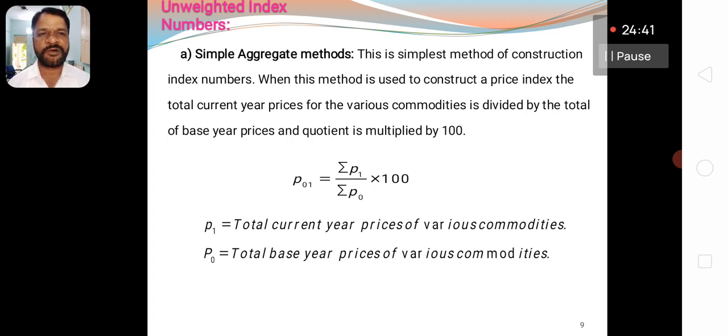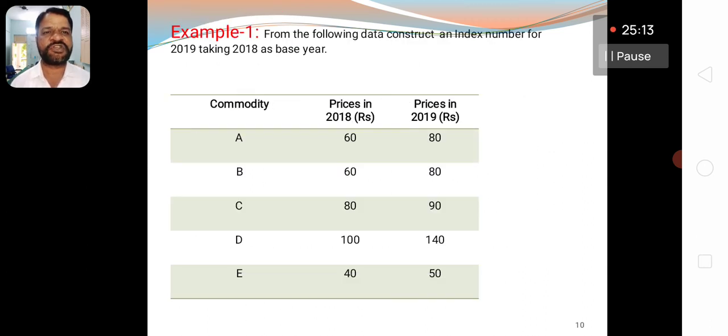The total of the current year prices is taken and divided by the total of the base year prices. P1 is the total current year prices of the various commodities, and P0 is the total base year prices of the previous year. The result of the division is the coefficient, which should be multiplied by 100. We then get the percentage of changes in the prices.